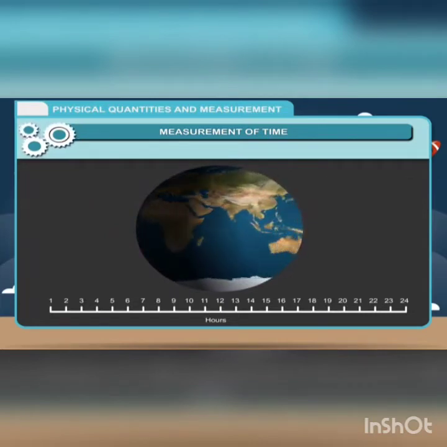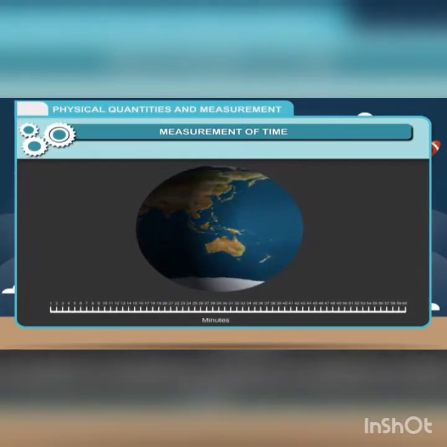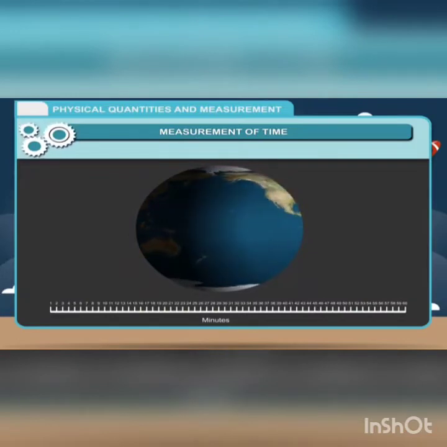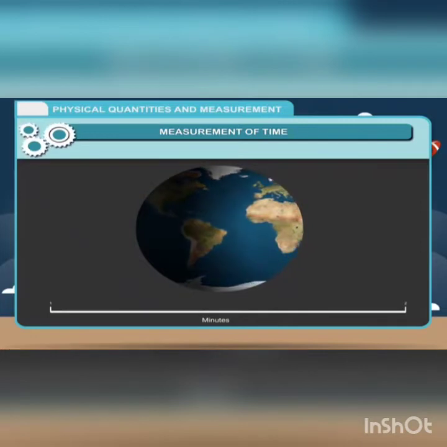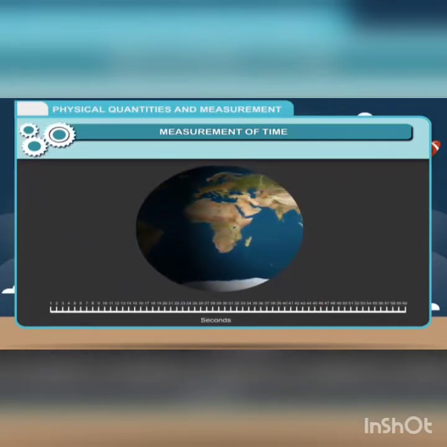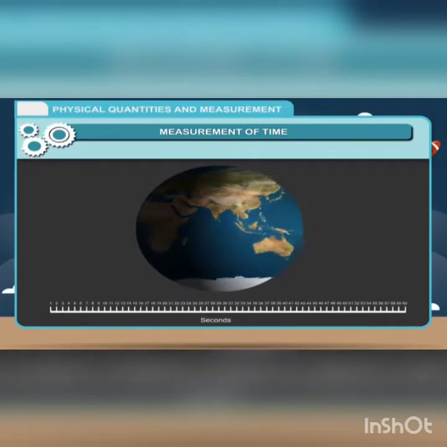1 hour is further divided into 60 equal parts, and each part is called a minute. 1 minute is further divided into 60 equal parts, and each part is called a second.